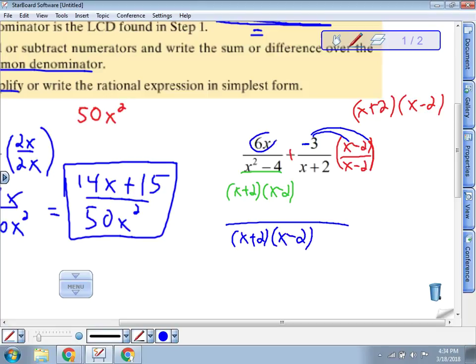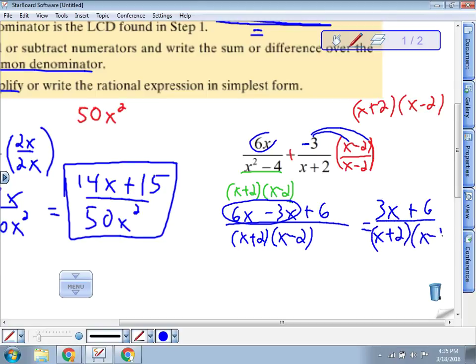Then I'm going to bring the 6x from this side. And then this is going to become minus 3x plus 6. When I combine like terms, 6x minus 3x is going to become 3x plus 6 over x plus 2, x minus 2. There's my common denominator.